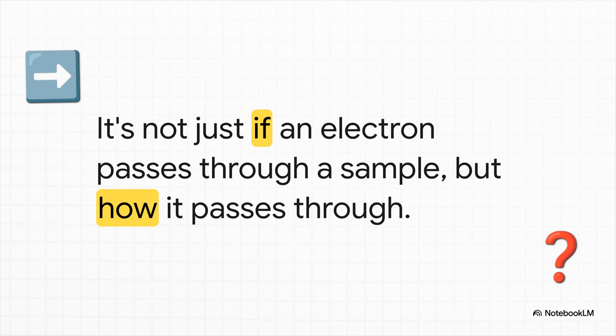And this, right here, this is the heart of it. It's not just about if an electron manages to get through a material to light up a spot on the detector. No, the real secret, the good stuff, is in how that electron made the journey. Did it get bumped off course? Did it lose some steam, some energy along the way? Answering those questions, that's the key.